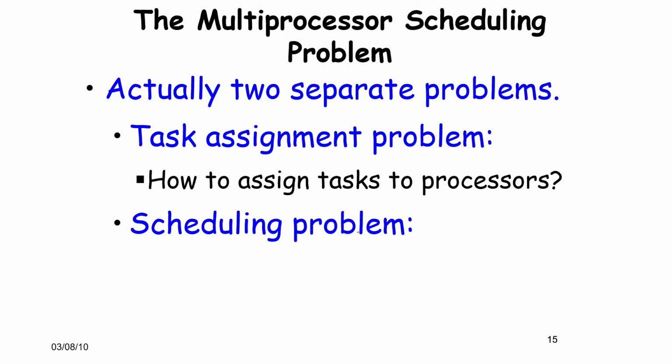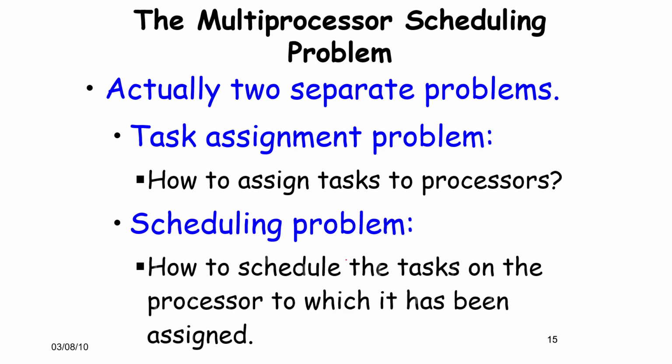So here the idea is that let's say a task comes, and the task does not have a preference that I want to run on processor 1 or 2 or 5 or 10 or whatever. How do I assign tasks to processors? What is the algorithm? And the other is that for a given processor, what is the scheduling problem? In the sense that once a processor has been assigned a bunch of tasks, how do I schedule them on the processor?